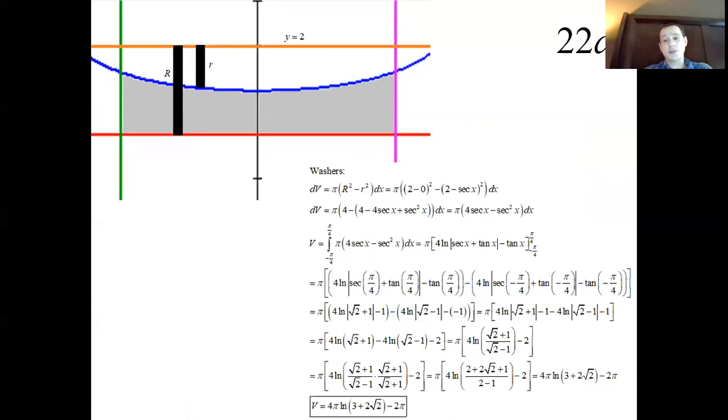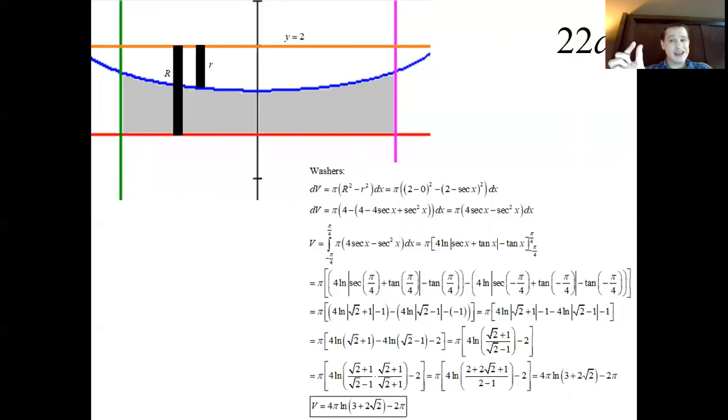So let's set up conceptually what a little chunk of volume is for this washer. The washer is going to be pi r squared, but the r squareds are subtracted because you have the area of the outside, pi big R squared, minus the area of the inside, which is pi little r squared. So that's the washer with the hole. So pi times the quantity big R squared minus little r squared represents the area of your washer. Of course, the washer is dx thick, so area times thickness is volume.